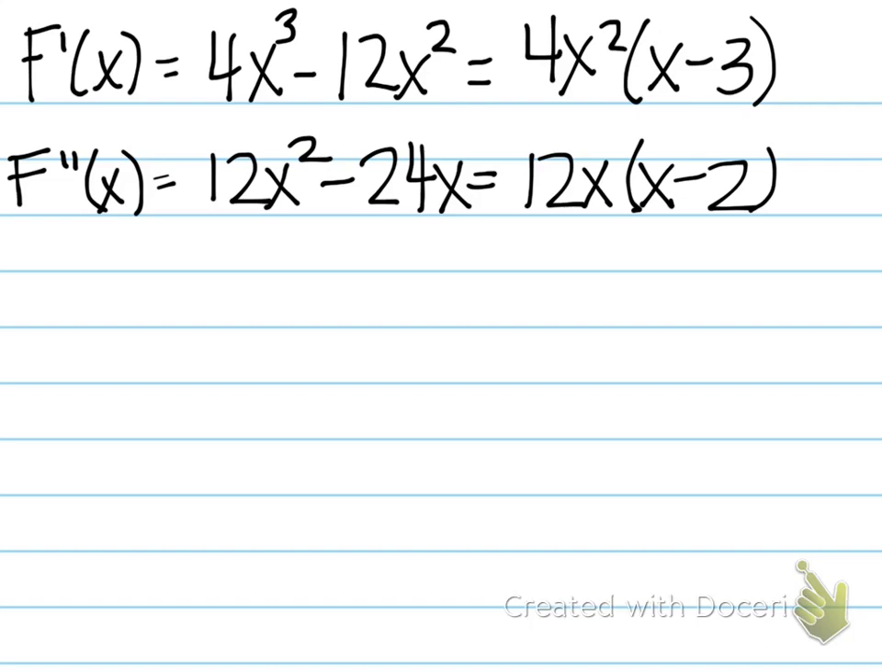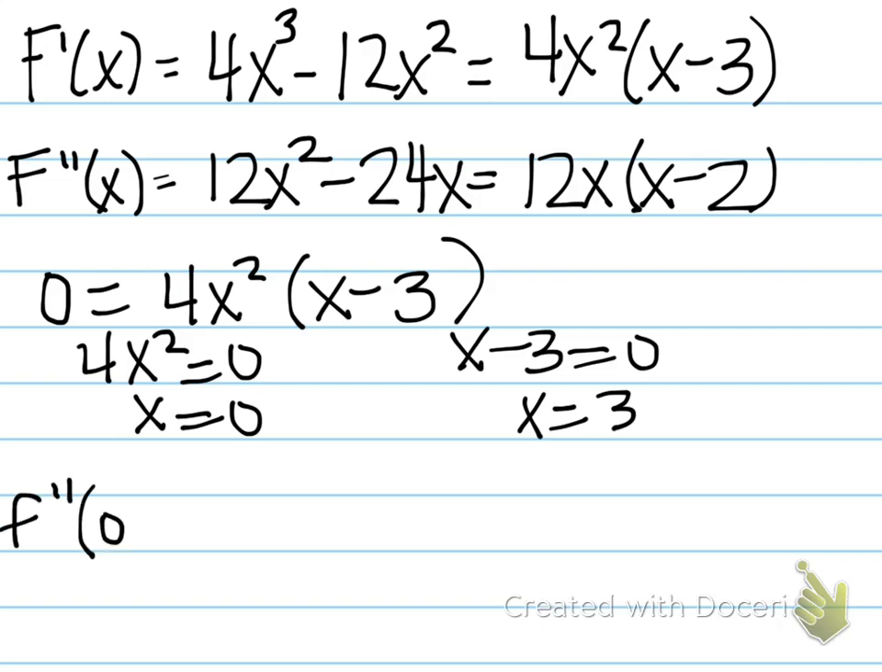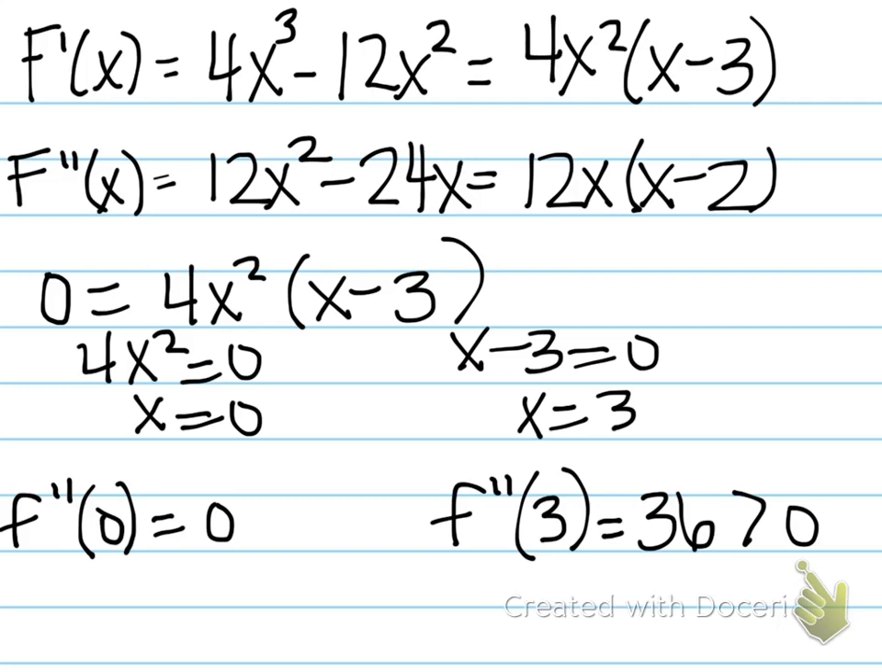Now we need to do what we've been doing. We need to find the critical numbers. To get that, we set the first derivative equal to 0. So we get 0 equals 4x squared times x minus 3, which gives us that x equals 0 or x equals 3. Now for the new stuff. Now we need to plug those critical numbers into our second derivative to use the second derivative test. When we plug in 0, we get 0. When we plug in 3, we get 36.